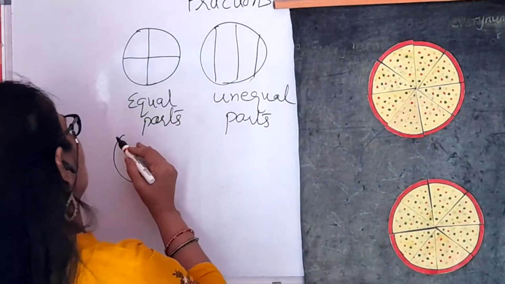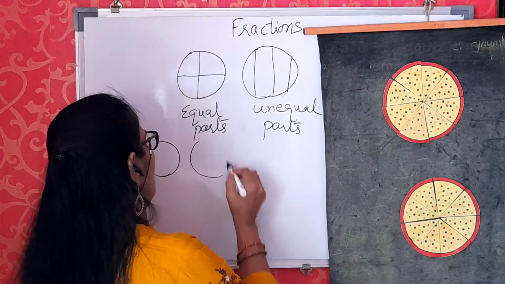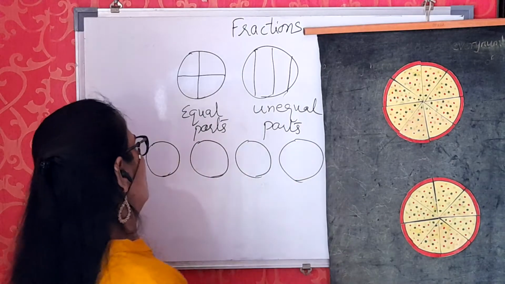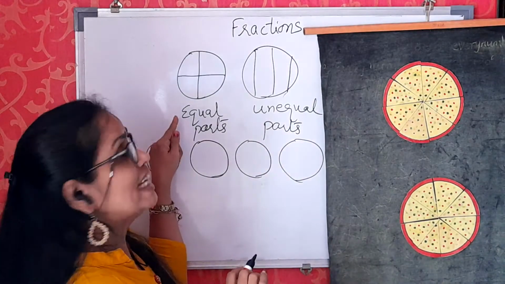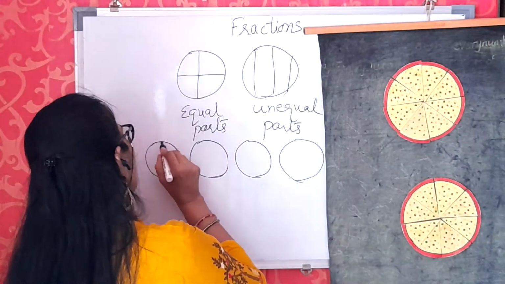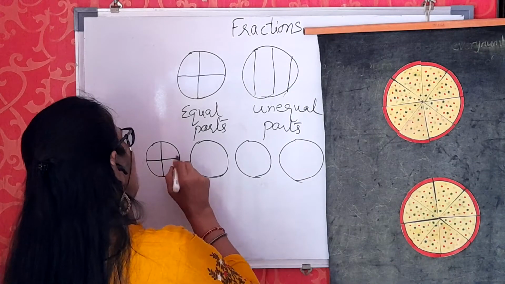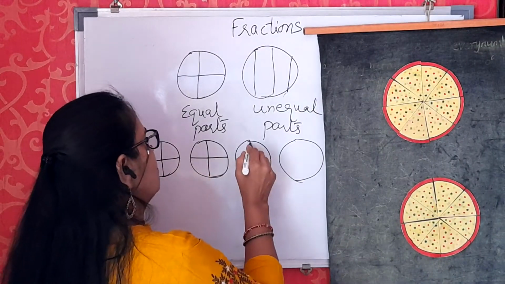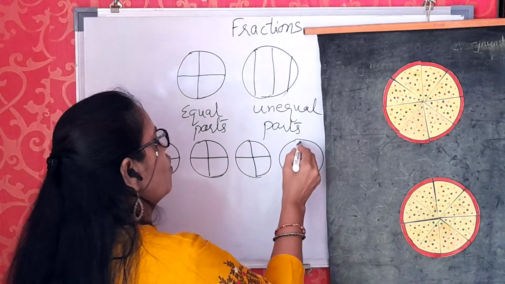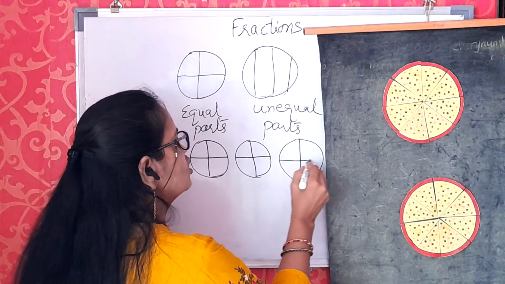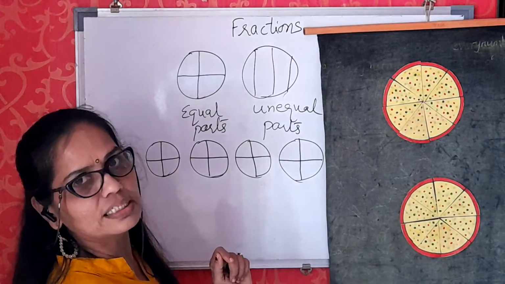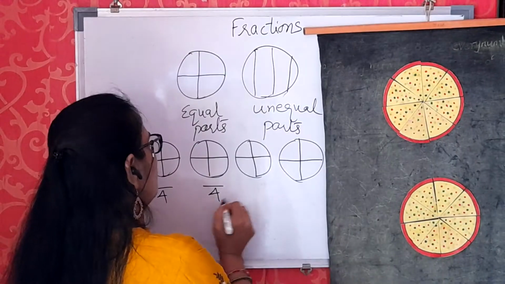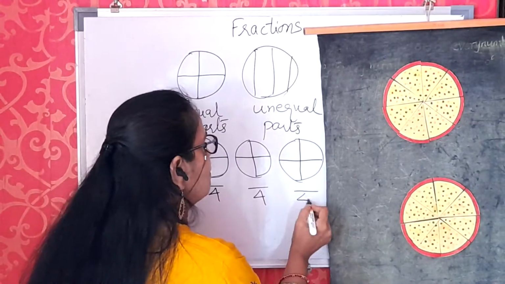So now there are four pizzas: 1, 2, 3 and 4. So now focus on equal parts. For the first pizza, equal parts 4. Second also 4 equal parts. Third also 4 equal parts. Fourth also 4 equal parts. Right? So now here I made 4 parts, equal parts.